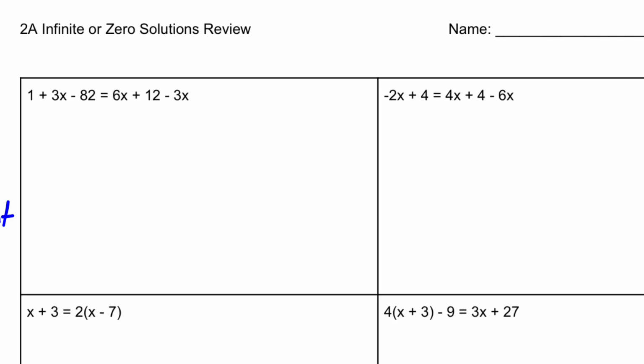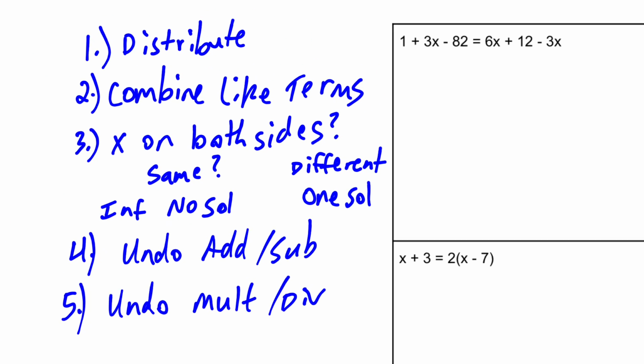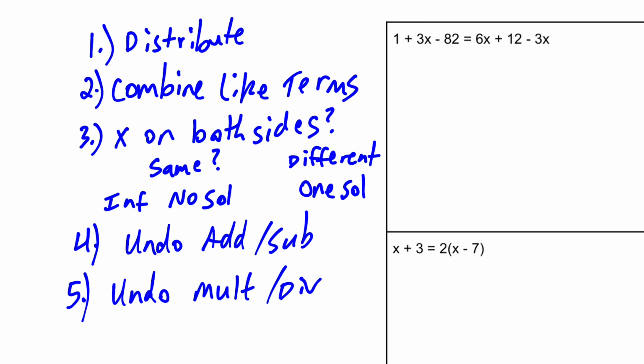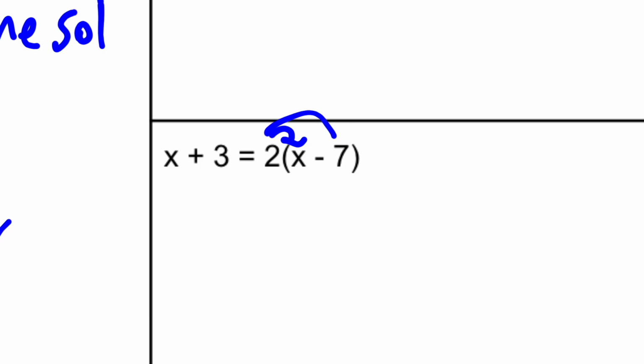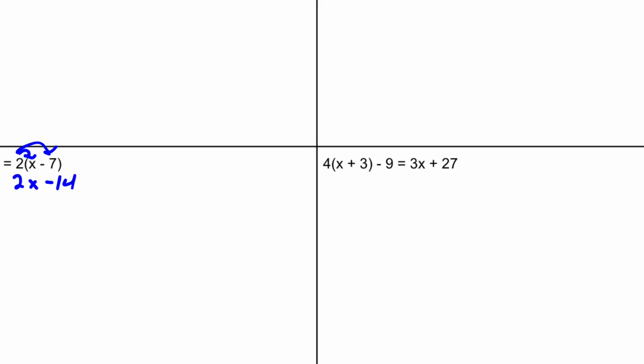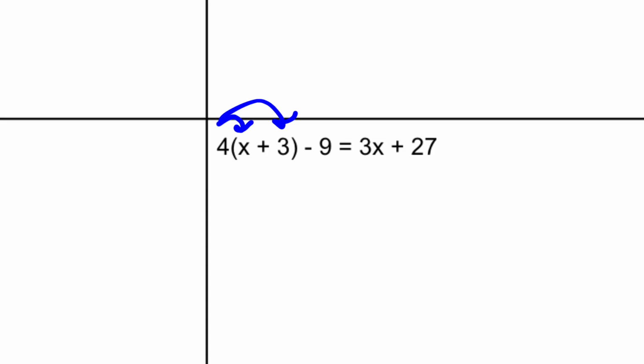This video goes over the Unit 2 review. For this section on infinite and no solutions, these are the steps for all the problems. The first thing we do, if applicable, is to distribute. So for example, here we simplify this to 2x minus 14. Same thing happens over here, 4x plus 12.